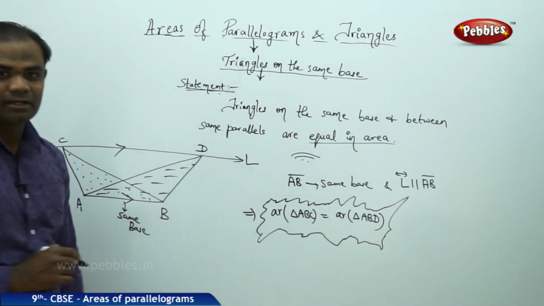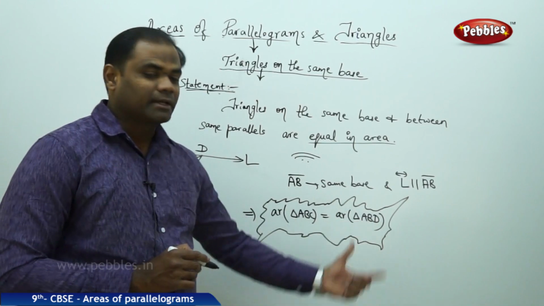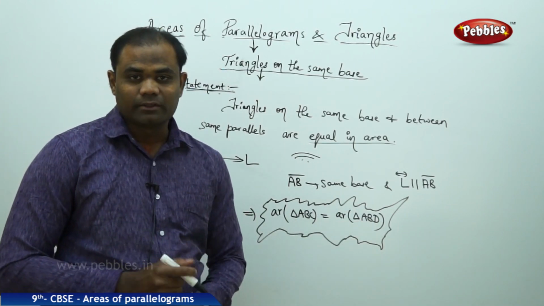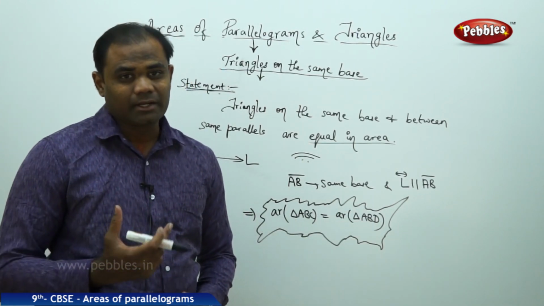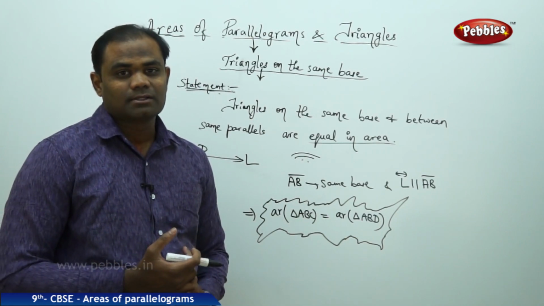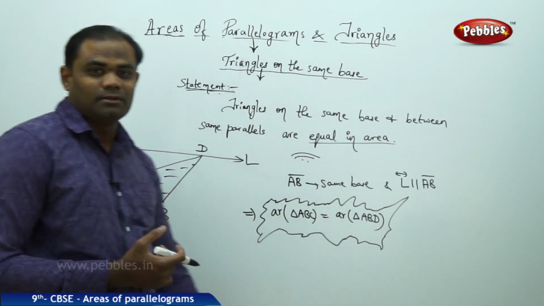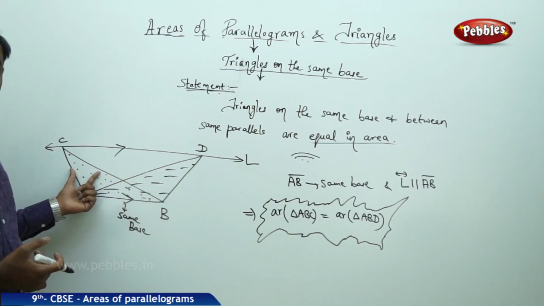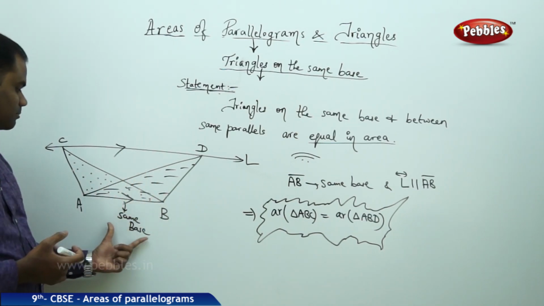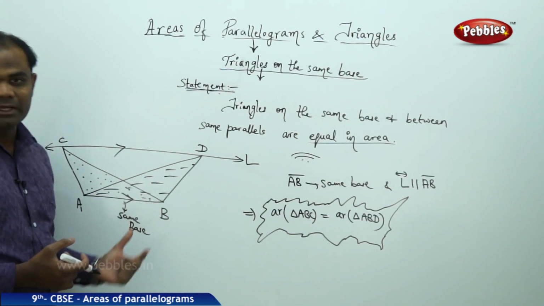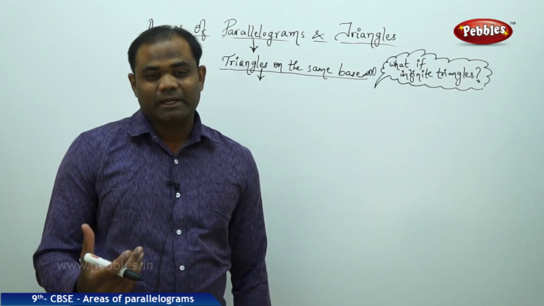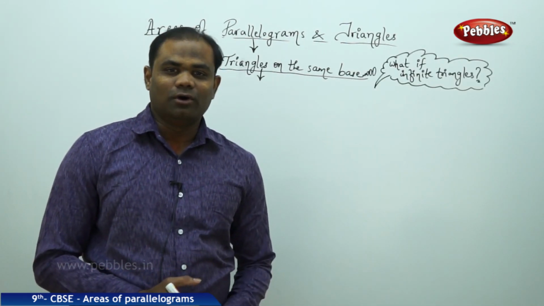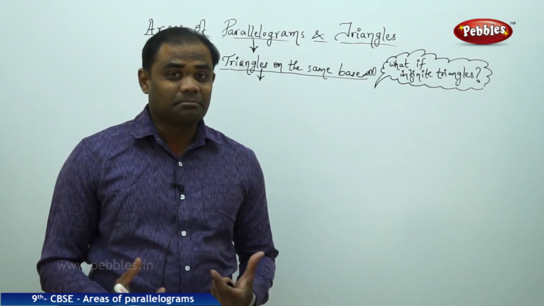This is how we understand the area of two triangles being equal when they are on the same base and between the same parallels. This is how we understand the property of two triangles with the same areas, between the same base and between the same parallel lines.